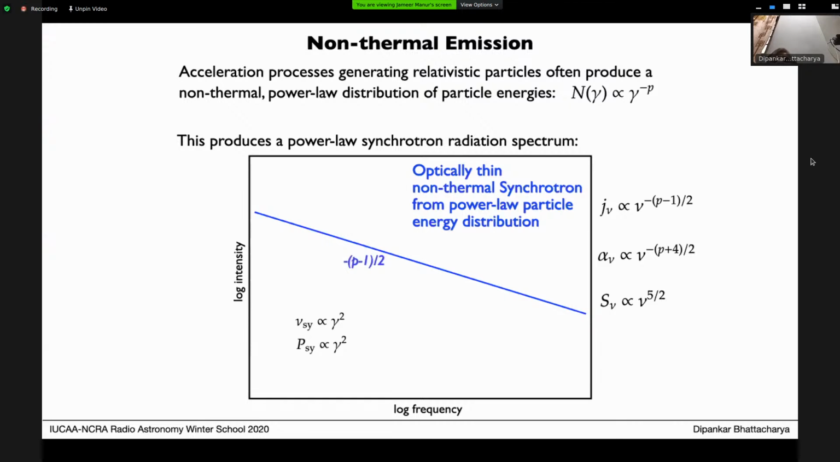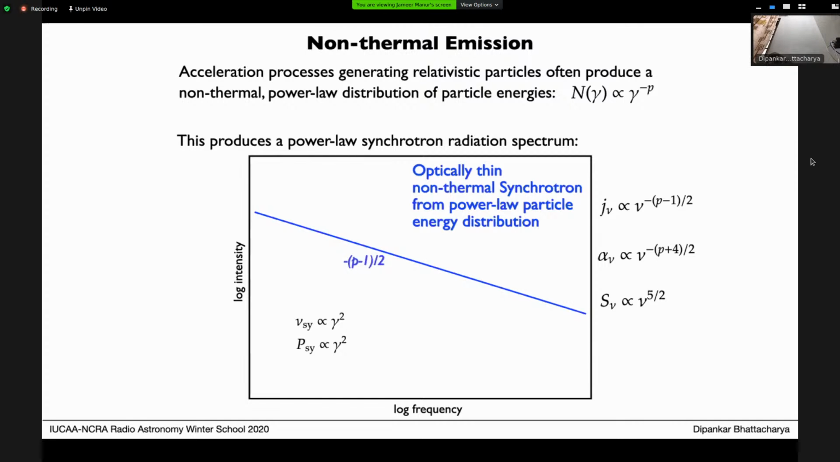So if the source is optically thin, then the spectrum that you will see will be the same as the dependence of emission coefficient on frequency. So you will get an optically thin part of the emission, where it is also a power law with a slope of minus (p minus 1) by 2.